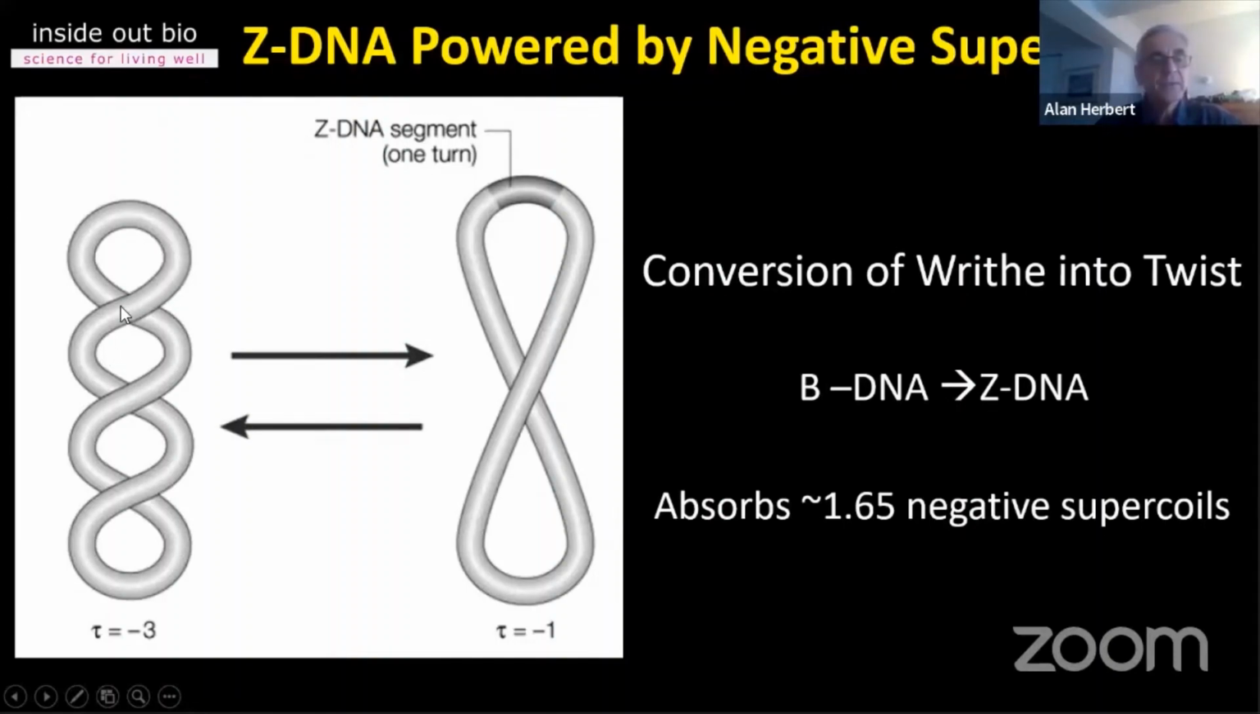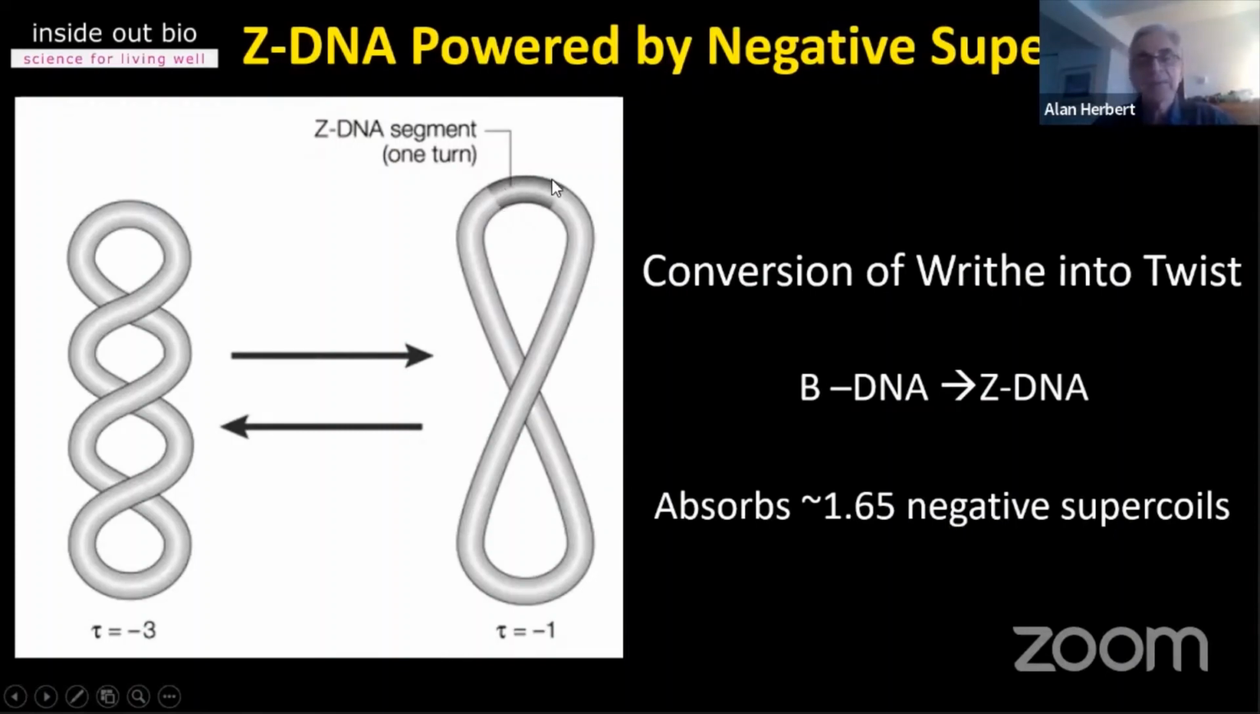And so one way to relieve this twist is actually by taking the segment of BDNA and flipping it to ZDNA. So you go from right-handed BDNA to left-handed DNA, and you absorb these writhes and relax the plasmid. So that provides energy. The energy of the supercoiling provides energy to stabilize the ZDNA conformation. And what's kind of interesting, and you'll see why in a short time, is it takes about 1.65 negative supercoils to flip this BDNA into ZDNA.